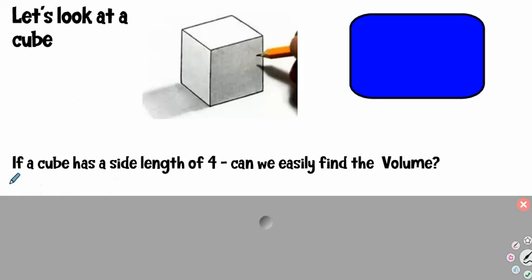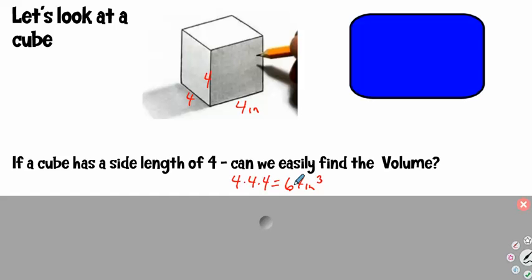All right, so let's look at the cube. If we have a cube, and the side length is 4, can we find the volume? Well, that just means it is 4 by 4 by 4. So that's just 4 times 4 times 4, which equals 64. And let's say it was inches, so it should be inches cubed.